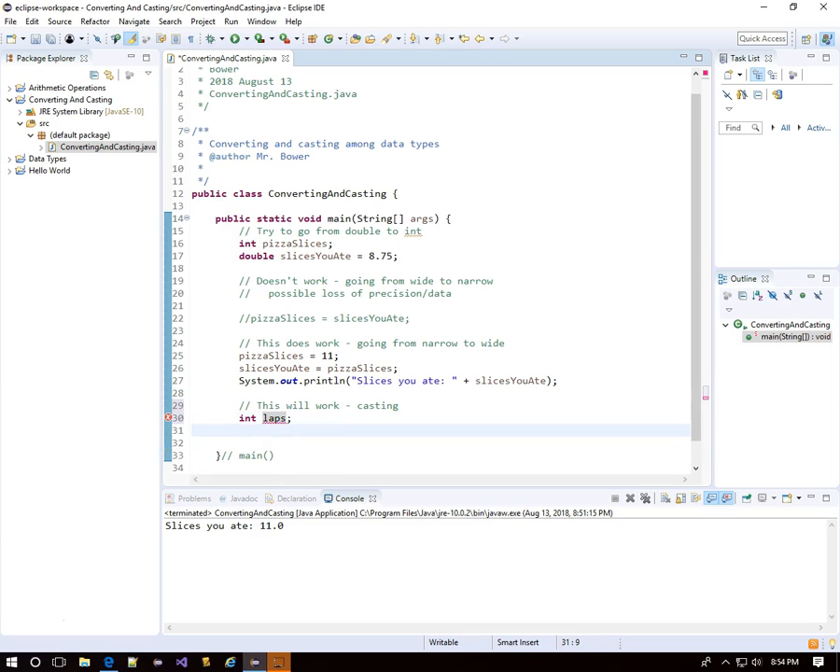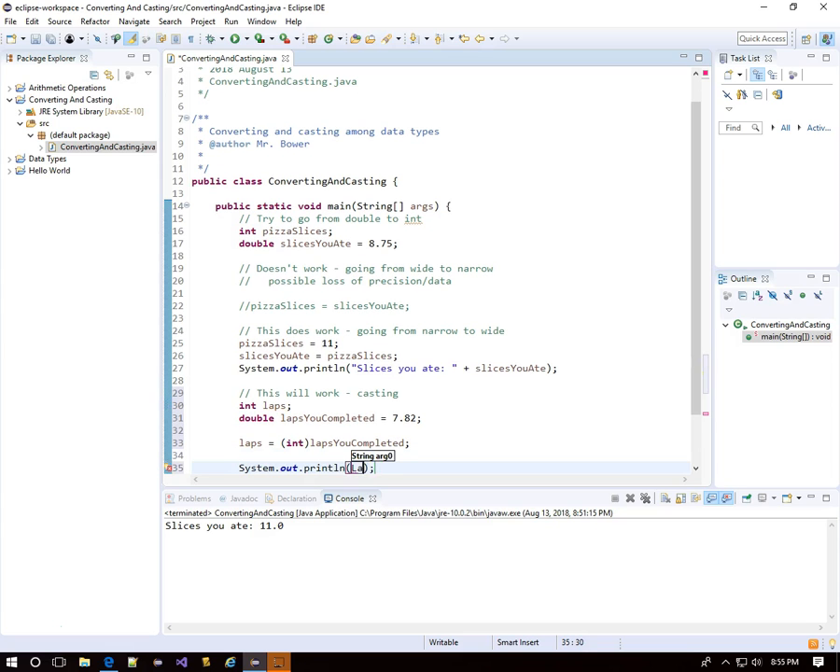So imagine you're running or swimming some laps, and we're going to count laps by integers and then the laps that you've completed. We'll say you've completed 7.82 laps, and that's all you had. If we need to somehow get laps to equal laps you completed, we can cast laps you completed as an integer with putting int in parentheses. We mentioned in a previous video, this is a lot like casting you in a play. You're still you, but you're in the role of someone else.